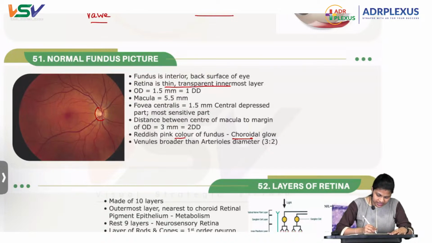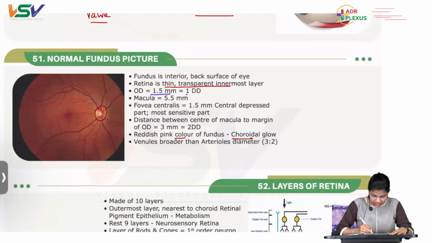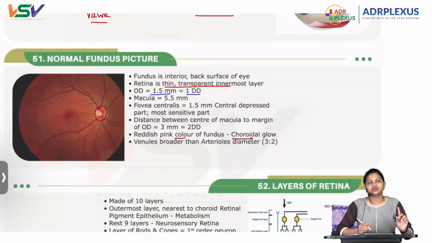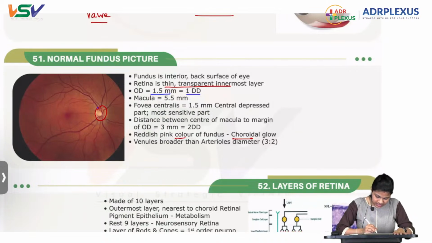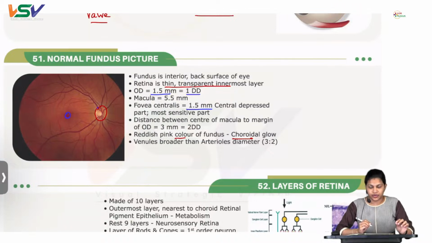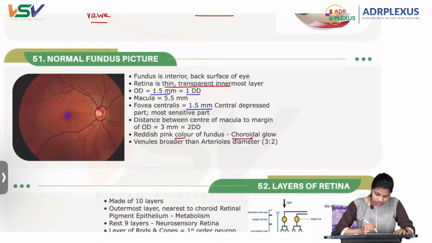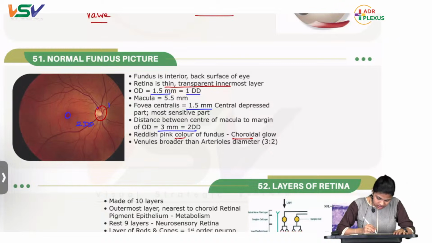The optic disc is 1.5 mm in diameter, which is called one disc diameter. After seeing the disc, we see the fovea, which is also of one disc diameter. The distance between these two is two disc diameters, which is 3 mm. So the disc is one disc diameter, the fovea is one disc diameter, and the distance between them is 2 disc diameters.